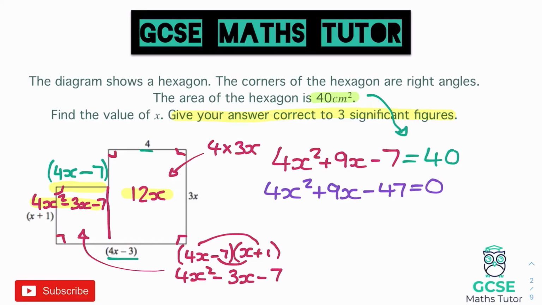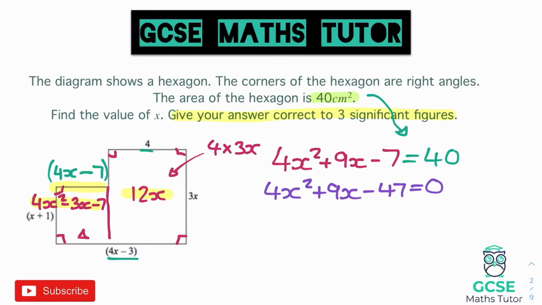It gives us a hint there. It says give your answer to 3 significant figures, which means that this doesn't factorise. So if we're going to actually do this, we may as well just plug it straight into the quadratic formula. So if we get rid of some of this working out here, so we've got a bit more space, we'll put that into the quadratic formula. Now obviously before you do that, you need to get your values of a, b and c. So again, a equals 4, b equals 9, and c equals that negative 47 at the end.